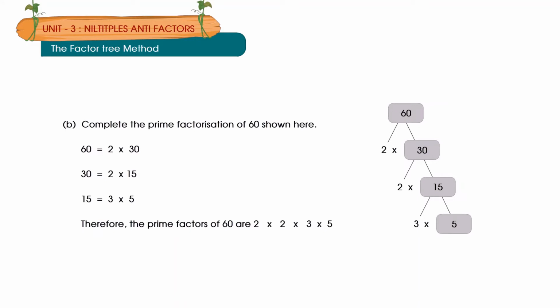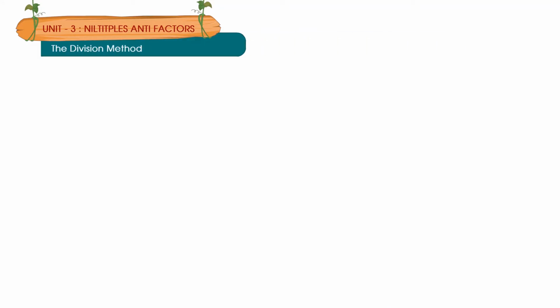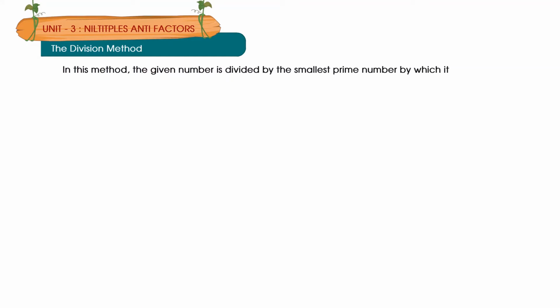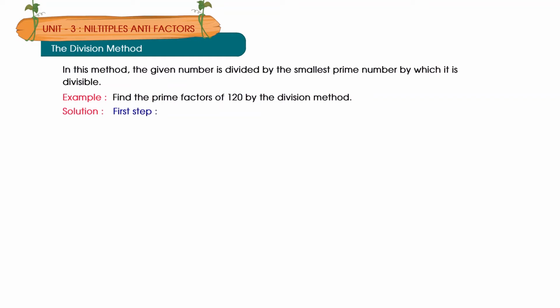The division method. In this method, the given number is divided by the smallest prime number by which it is divisible. Example 5. Find the prime factor of 120 by the division method. Solution. First step. Divide 120 by the smallest prime number which divides it without leaving any remainder.